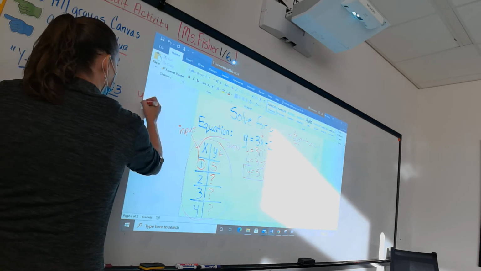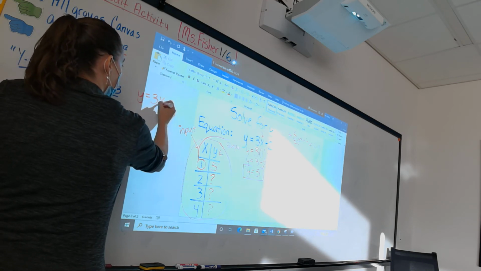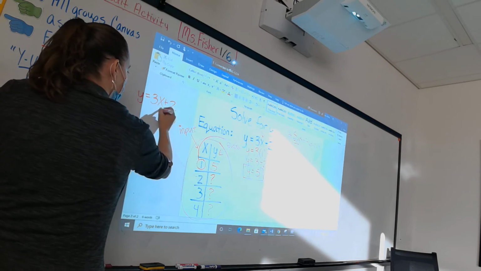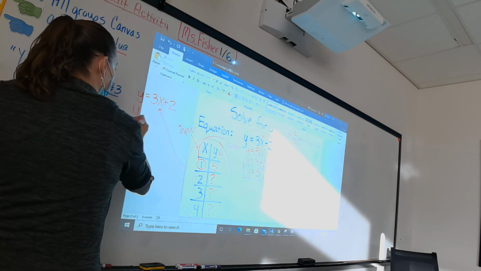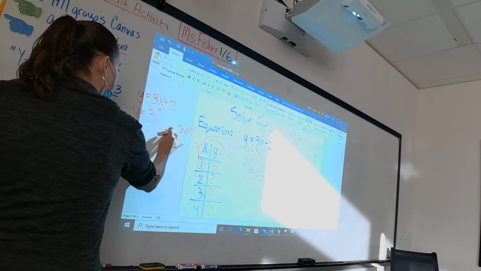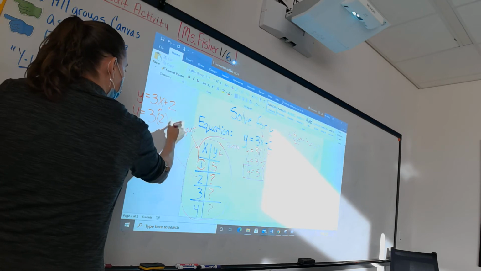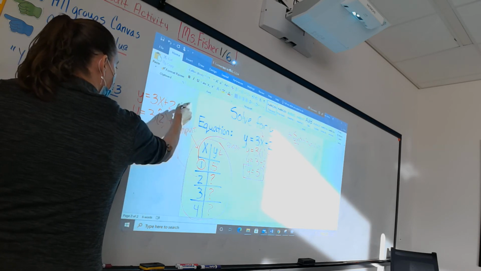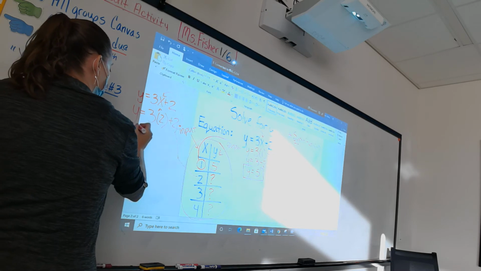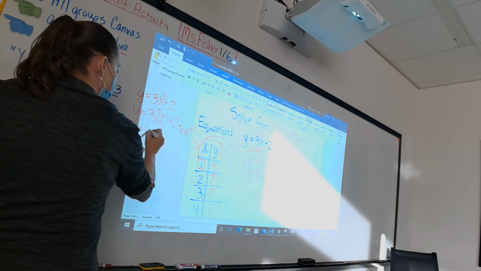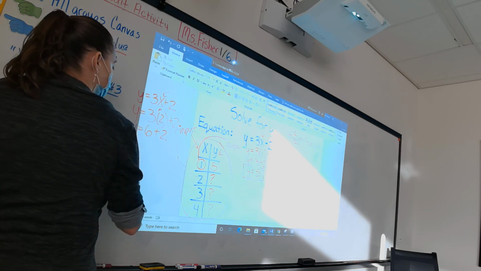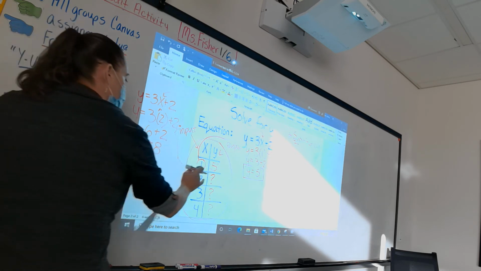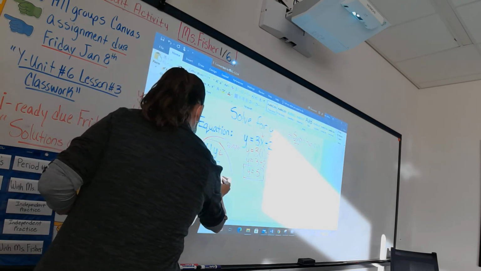Okay, so if I have y equals 3x plus 2, and it tells me to substitute the 2 in for the x, I'm going to say y equals 3 times 2 plus 2. Okay? All right. So now I'm going to say y equals 3 times 2 is 6 plus 2. Y equals 6 plus 2 is 8. Y equals 8. So when I input 2, the output is 8.